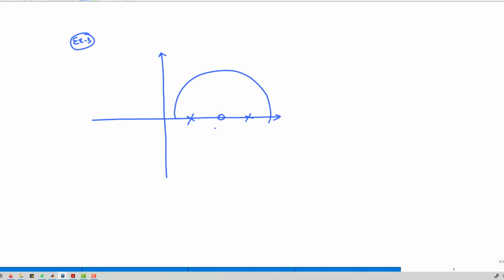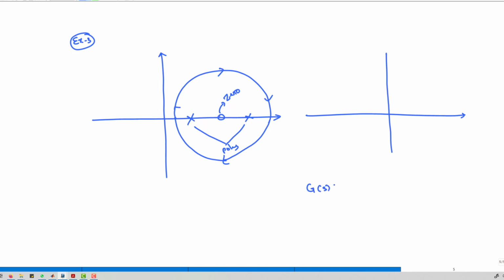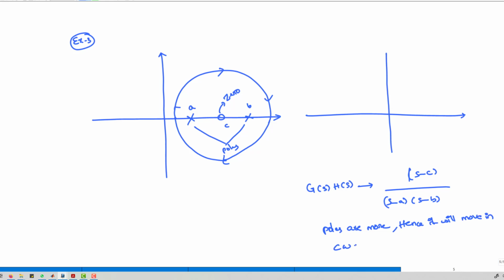The same thing we'll show with the help of an example in case 3, where the system is having 2 zeros and 1 pole. You observe carefully, 2 poles and 1 zero. 2 poles are there. So when more poles are there, obviously the resultant will move in an anti-clockwise direction. So I wanted to map these in the plane. So G of s H of s is equal to 1 by (s minus a)(s minus b), and c is the zero, so s minus c. So when I am putting that, obviously the poles are more, and hence this will be moving in anti-clockwise direction. So the number of times it will encircle the origin is only once. So this is how we will draw the contour.